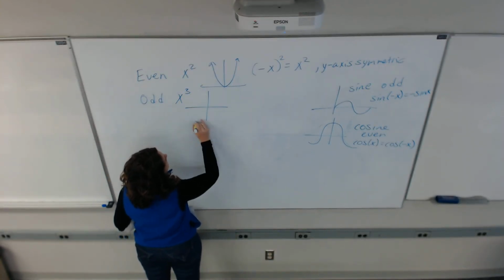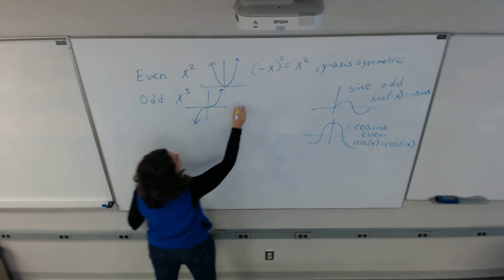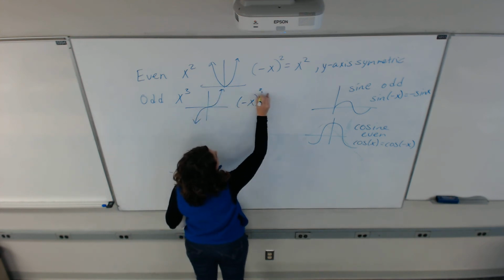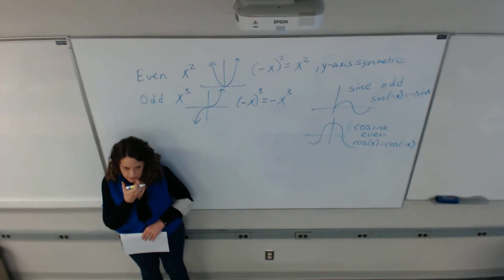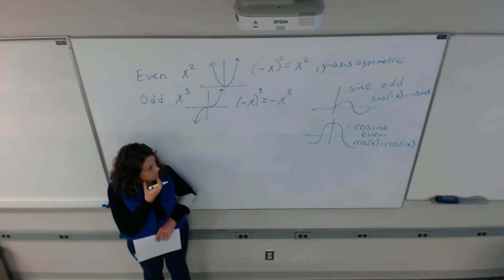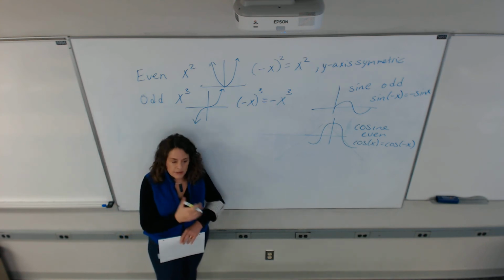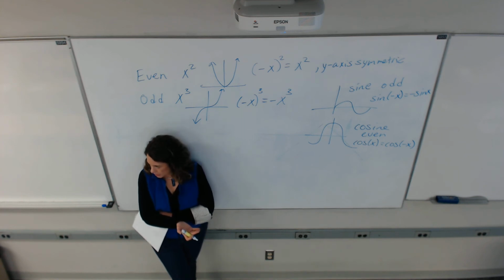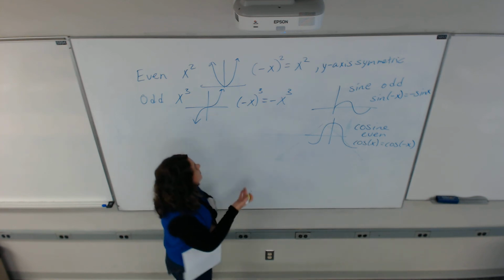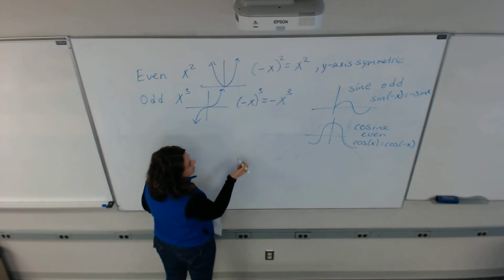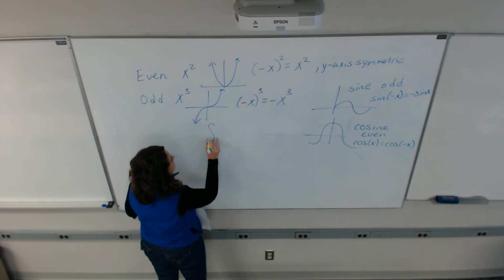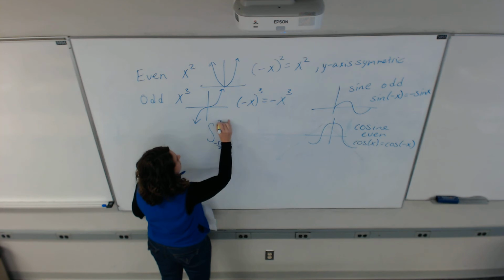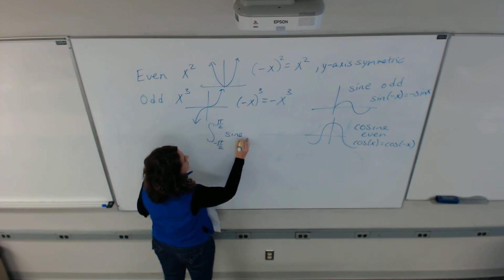So our most famous odd, of course, is the cubic. And when you put in a negative, it doesn't give you the original, it gives you the opposite of the original, negates it, right? Now this can have a big effect on doing definite integrals. So tell me what you think might happen if I told you to integrate sine between negative pi over 2 and pi over 2.